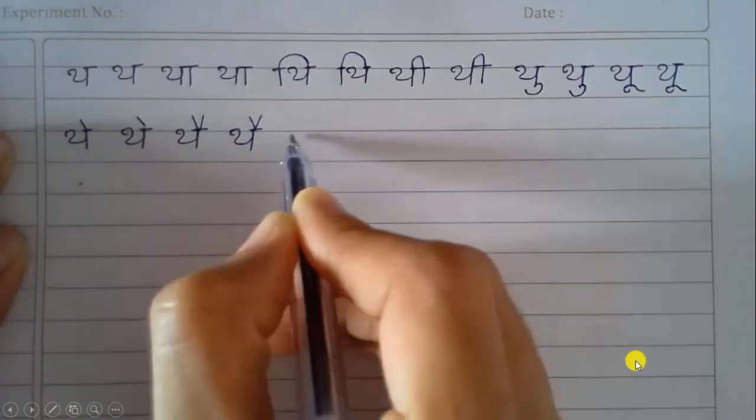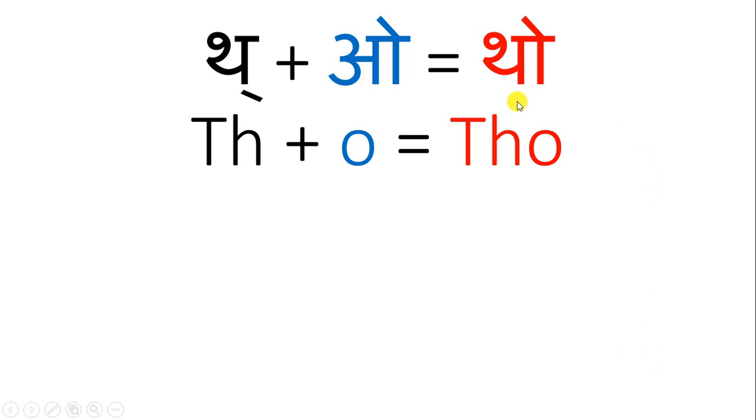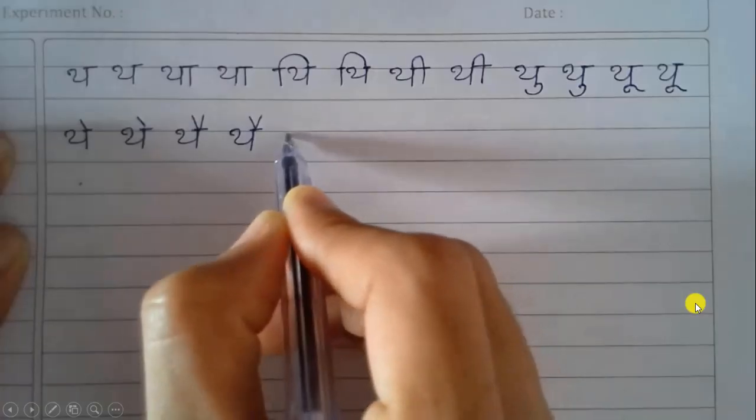Okay. The next sound is tho, and you get the sound tho when you add th to o. Th plus o equal to tho. And tho is written like this.